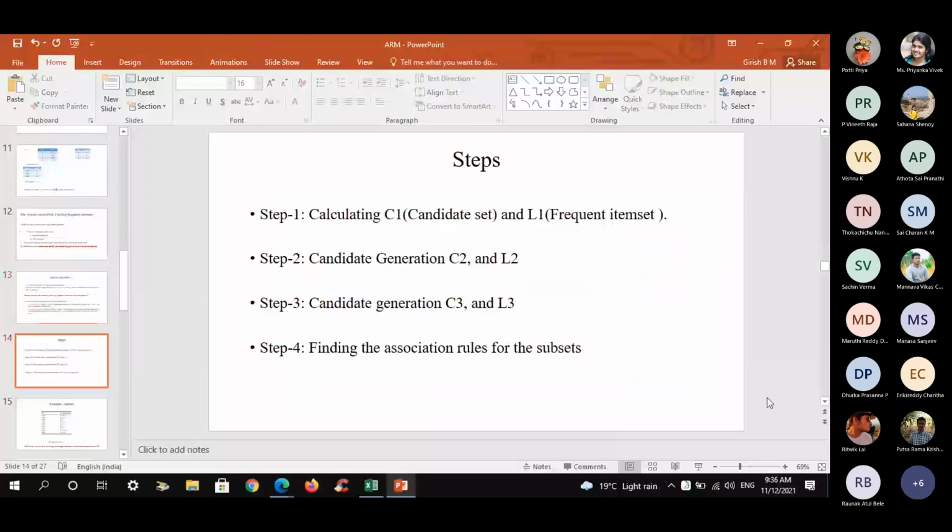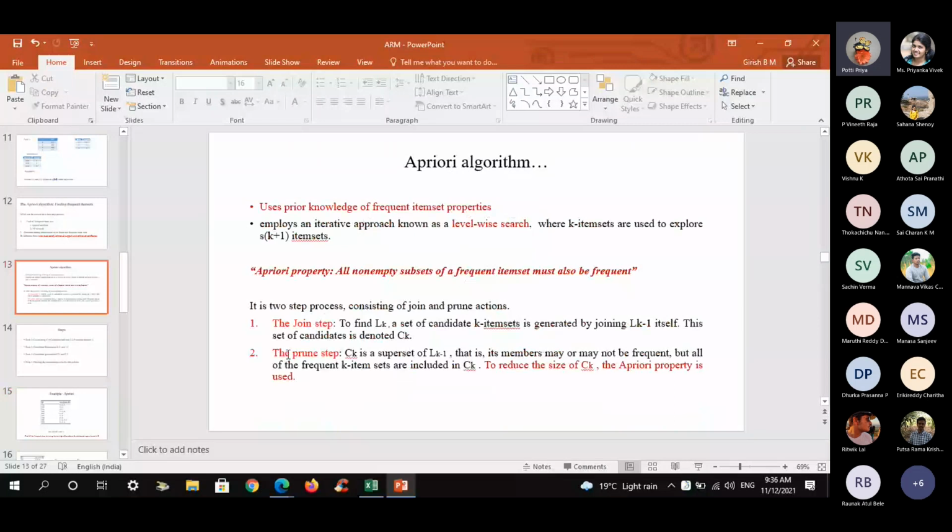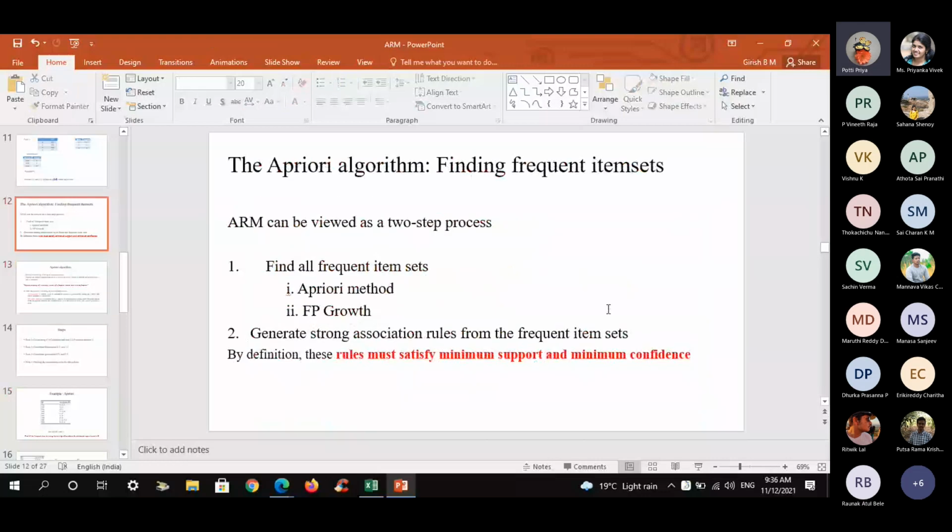Now, a table is given. Ma'am? Yeah? Join step and what? Prune step. Oh, okay. Was that there in the slides? I was trying to find. Previous slide, ma'am? Yes, it is there. Yes. Thank you.